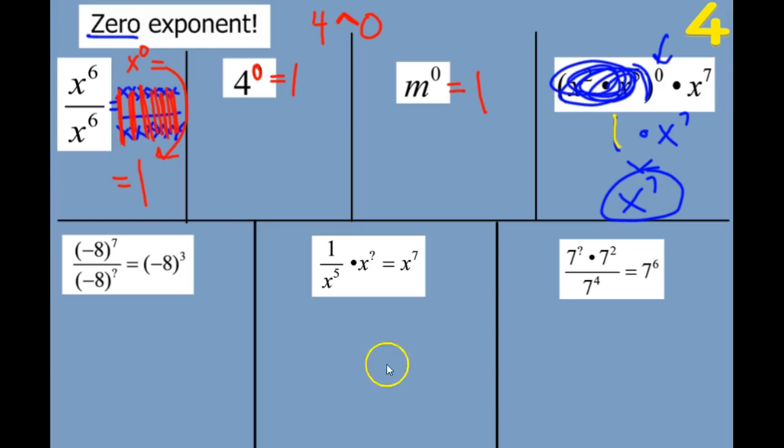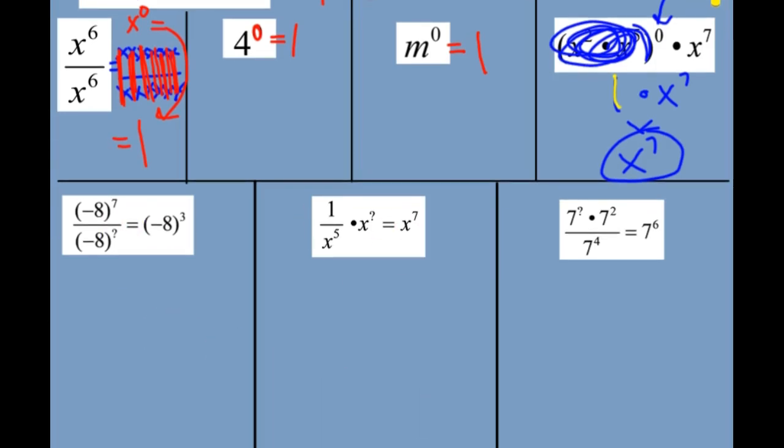Alright, the last 3 are missing exponents we need to simplify. So we know we need to get to negative 8 to the power of 3. Oops, I'm going to erase this for a second. I know I need to get to negative 8 3 times. They told us we have negative 8 7 times. So 1, 2, 3, 4, 5, 6, 7.